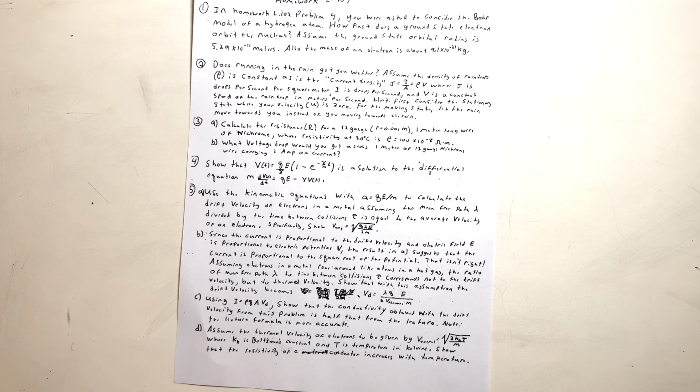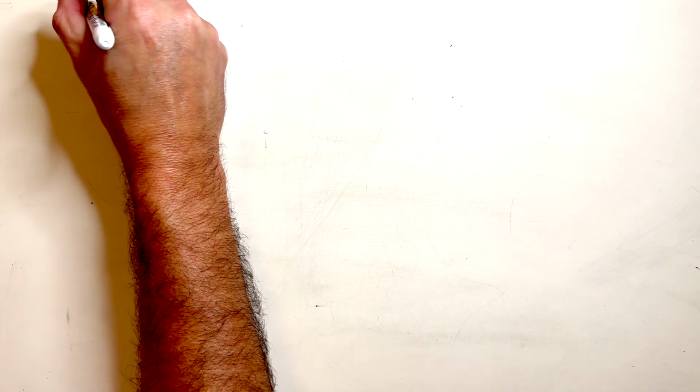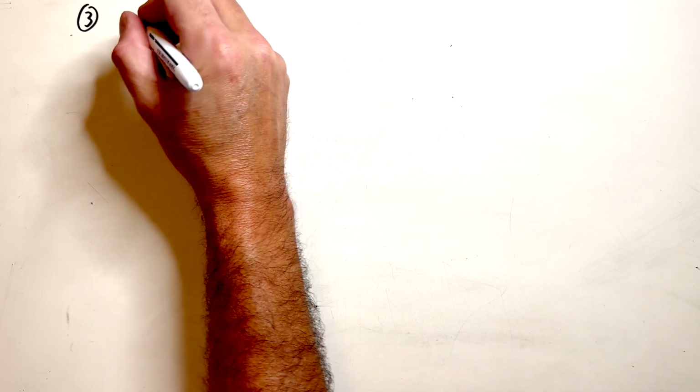Problem number 3: calculate the resistance R for a 12 gauge, 1 meter long wire of nichrome, whose resistivity at 20 degrees Celsius is 100 times 10 to the minus 8 ohm meters. And then part B: what voltage drop would you get across 1 meter of 12 gauge nichrome wire carrying 1 amp of current? Pretty straightforward problem. So part A.